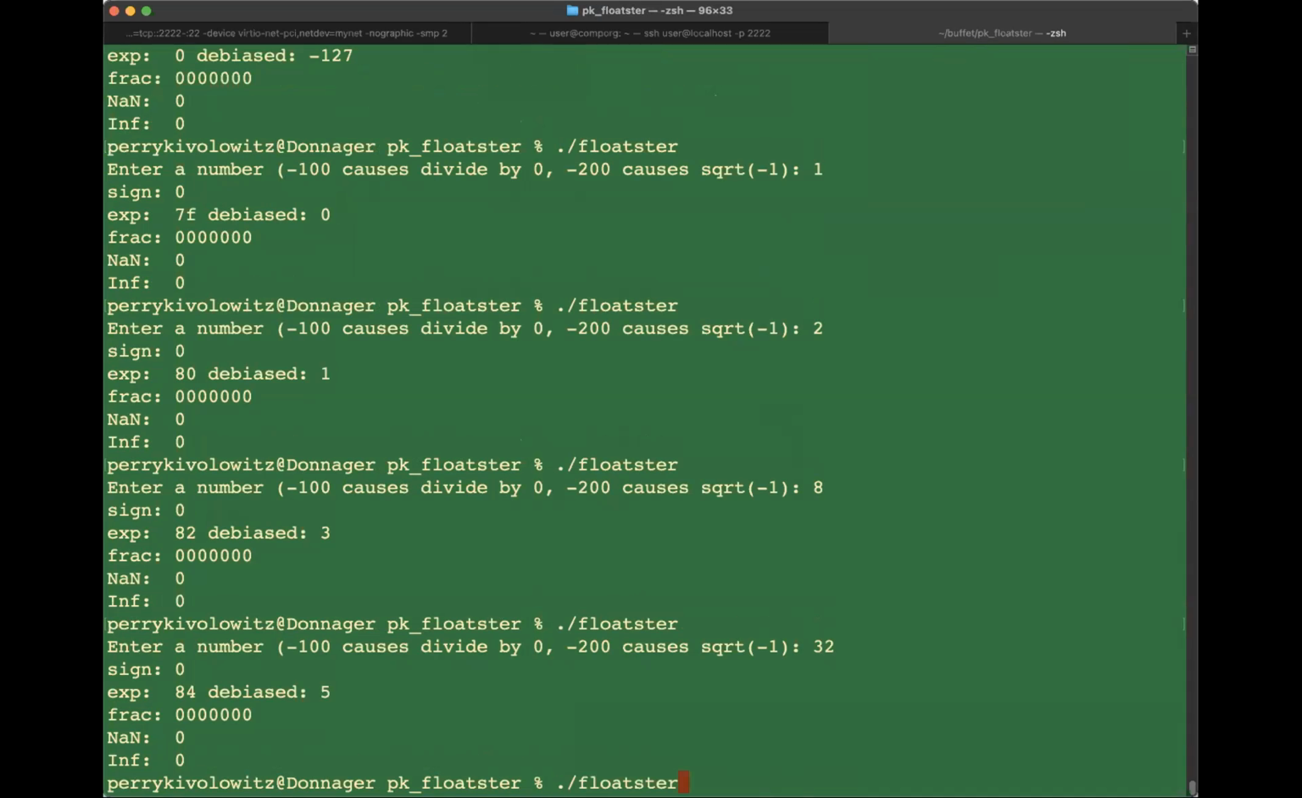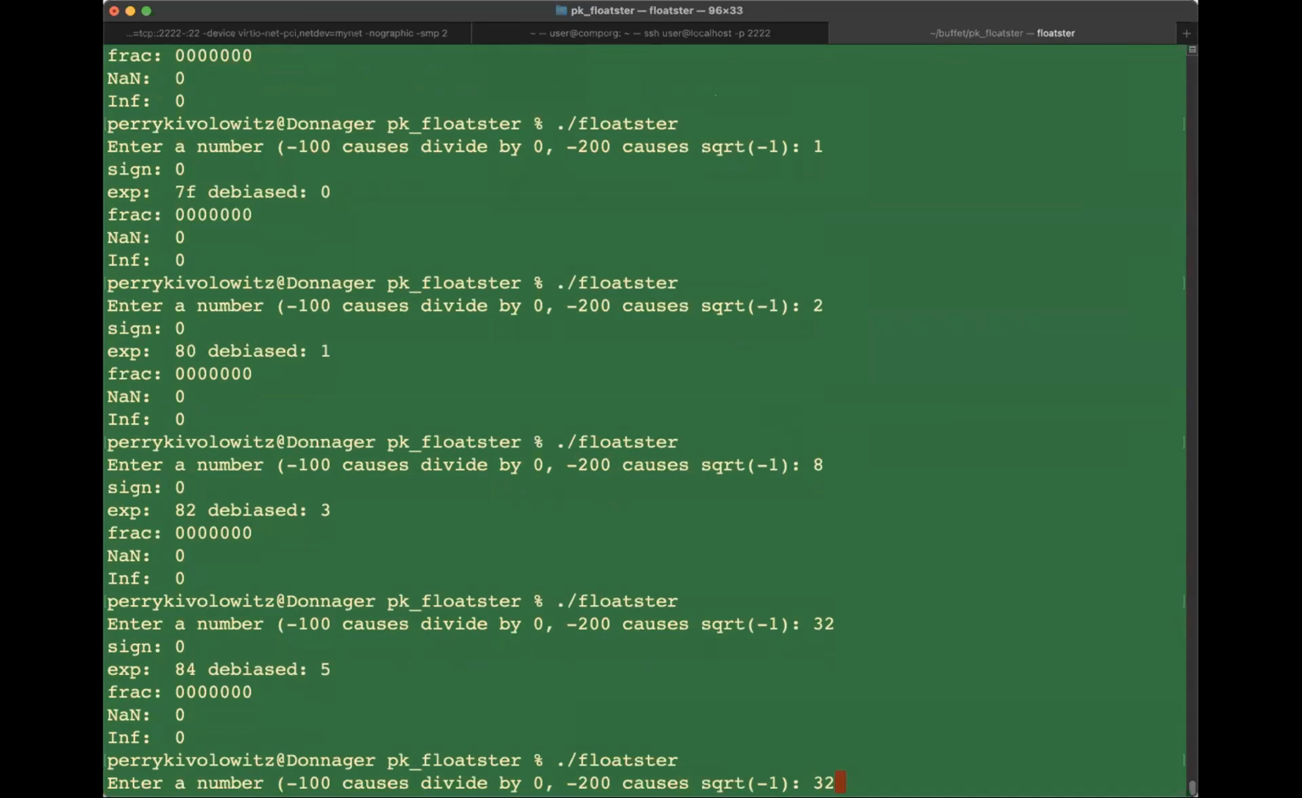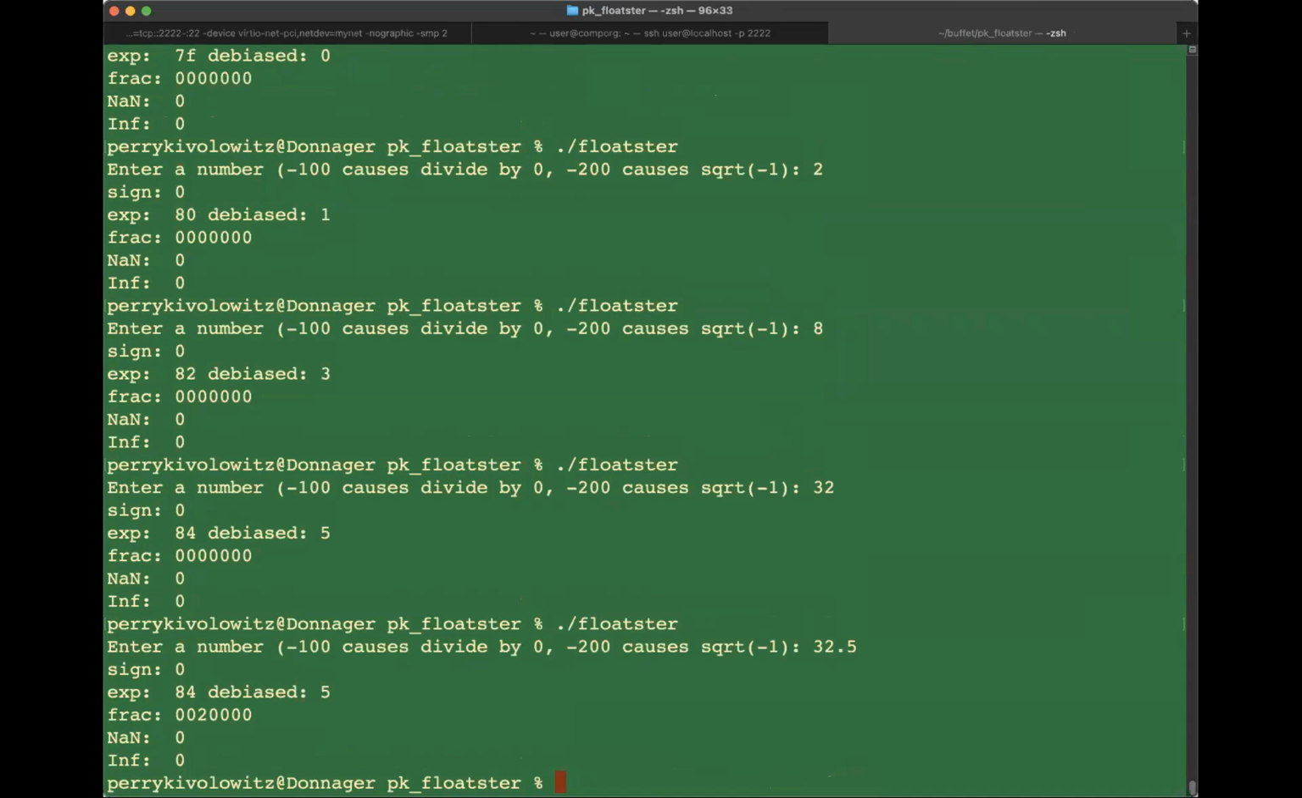Okay. Now, what happens if I put in 32.5? Watch what happens. Okay, so there is a 1 times 2 to the 5th, and you've got a fractional value, which is a 1 in the, let's see, this is also hex, so there's 4 bits, 8 bits, 16 bits. So that's a 1 in bit 18.